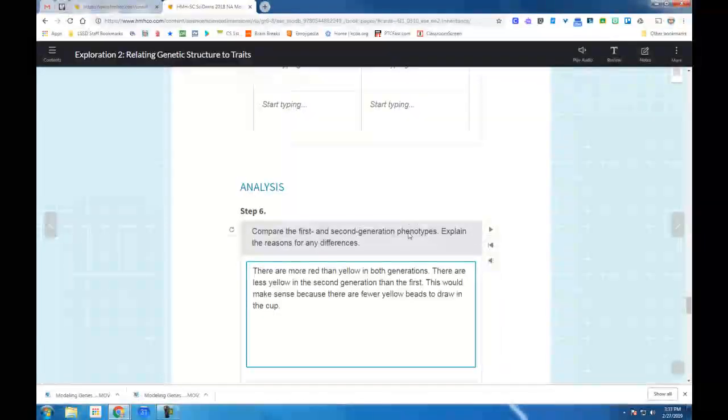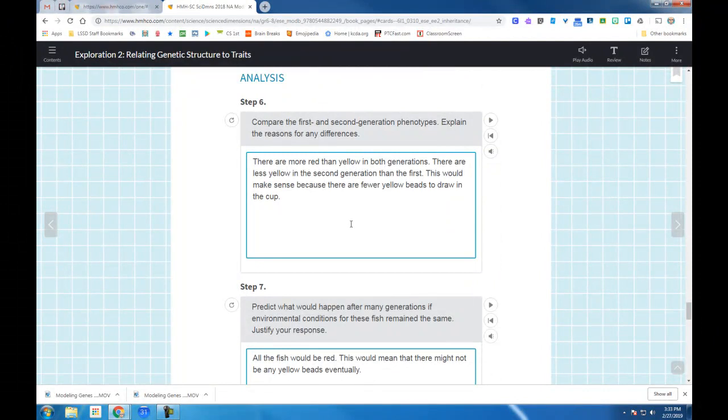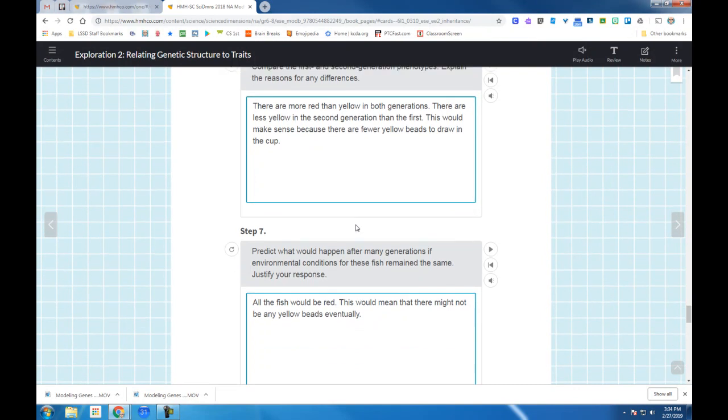Okay. Now for the analysis part. Compare and contrast the first and second generation phenotypes. In other words, the first table to the second table. We got more red than yellow in both generations, but there are yet less yellow in the second generation than the first, which would make sense because you have less yellow beads available to make yellow fish. The numbers of red outnumber the numbers of yellow even more in the second generation.